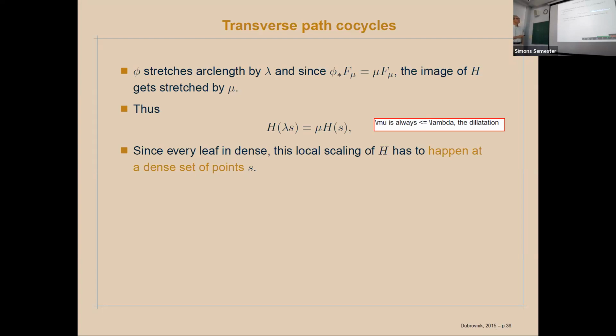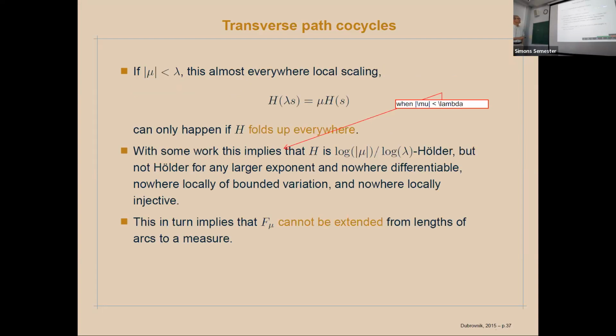So you have to think about a real valued function which does this kind of scaling at a dense set of points. All right, and then you conclude that this can only happen if it folds up everywhere. I mean, when you're stretching out here, then the image is stretching by something less. Okay. So everything has to fold up. All right. And so again, you have to do some analysis here.